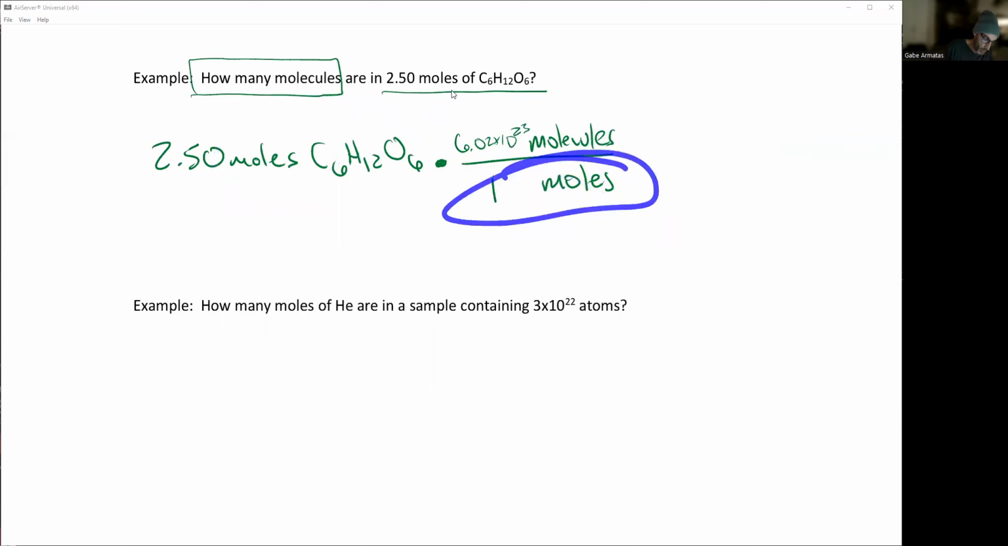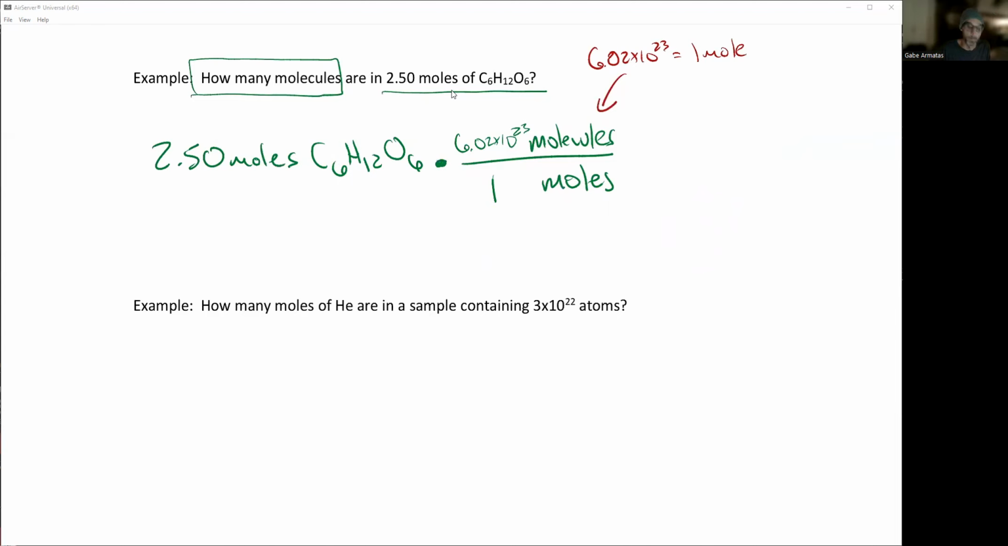Again, all I'm doing is setting up my units so they cancel. I know these two values are equal, because 6.02 times 10 to the 23rd is equal to 1 mole. So this is like multiplying by 1, right? If I'm multiplying by the same value, it shouldn't actually change what we have here. So moles is going to cancel, and I am going to be left with molecules of C6H12O6.